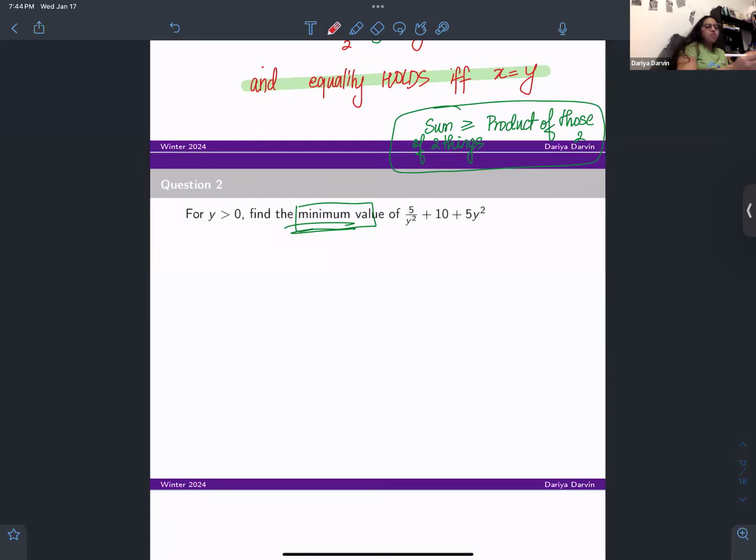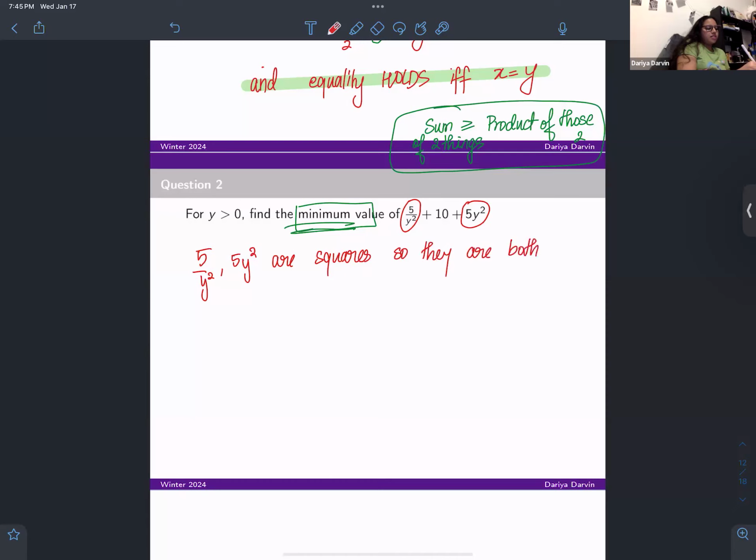So here, I'm going to tell you how I found out. I see these two terms. Can someone tell me why these two terms are special? What's special about them? They're both squared, excellent. So I can say that 5 by y squared and 5y squared are perfect squares, which means they are both greater than 0. That's excellent.